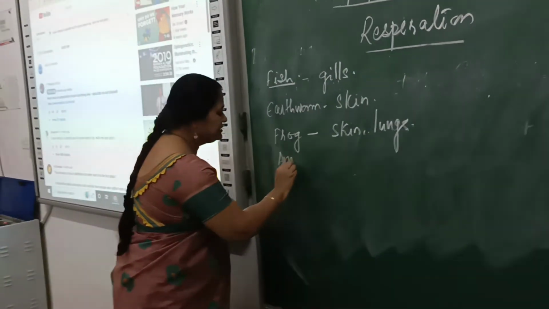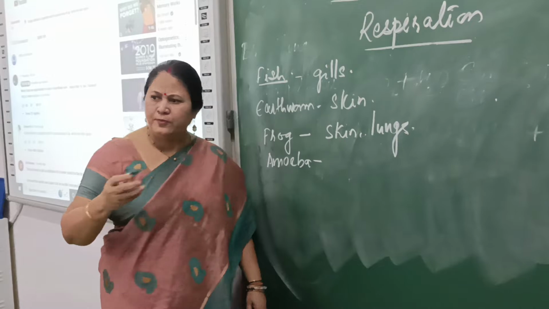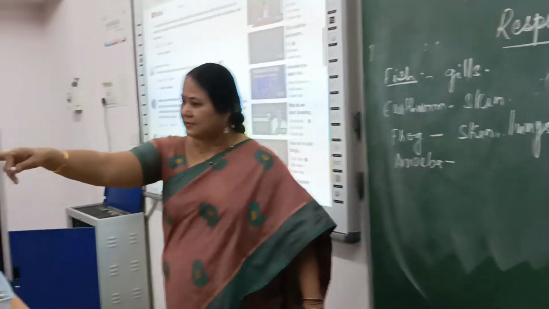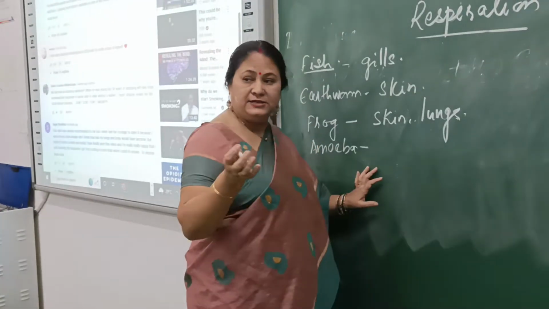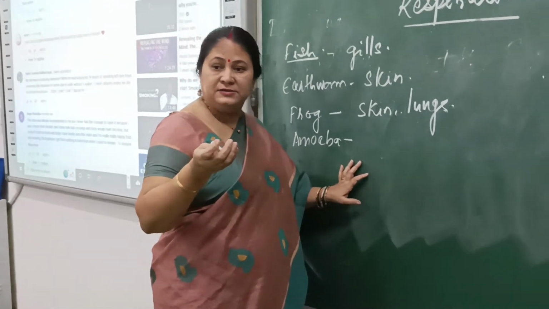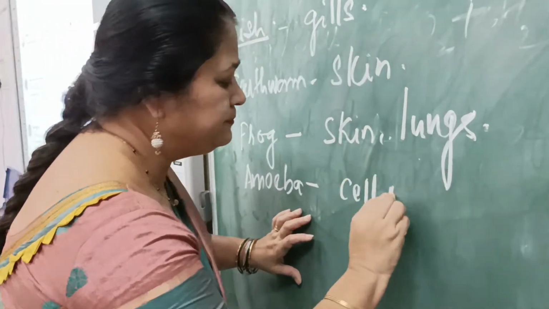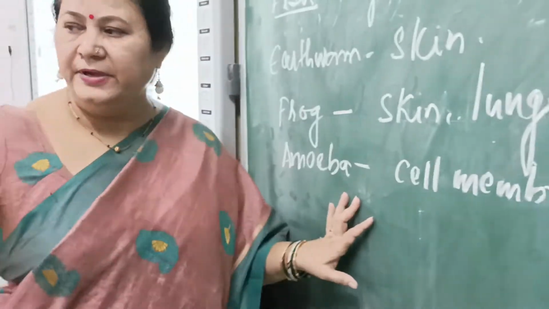Amoeba is a unicellular organism and by what process does it breathe? Diffusion. By the process of diffusion it breathes. Which particular part? How does it breathe? Through the cell membrane. So children, we have studied breathing.